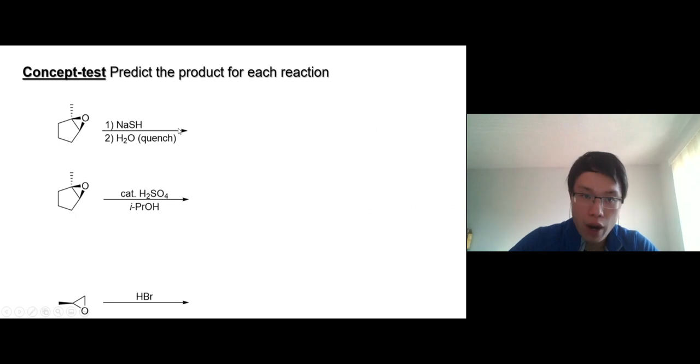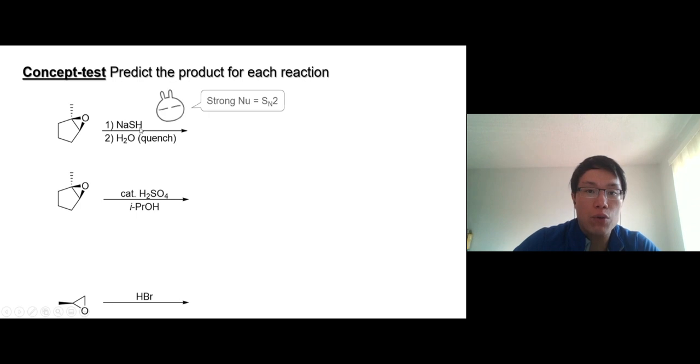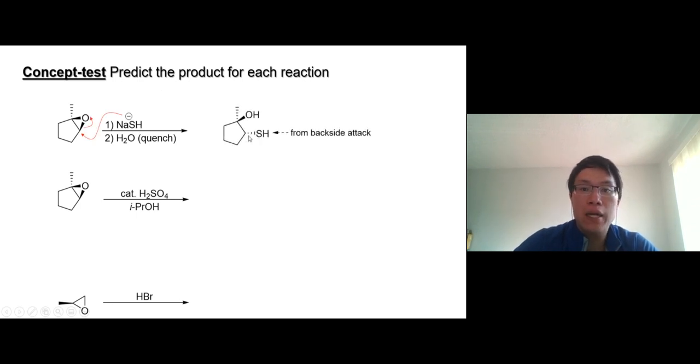All right. So let's guess the product. All right. So first one, no acid. There's no acid here. This is a strong nucleophile. And what does a strong nucleophile do? Backside attack. Right. SN2 backside attack. Go right there, the less substituted carbon. So you should get the sulfide attacking from behind, so on the dash. Okay.